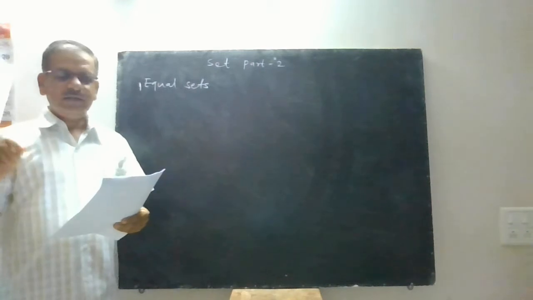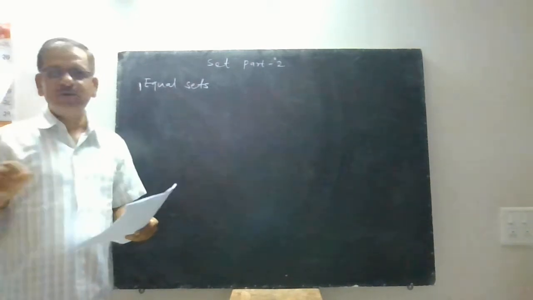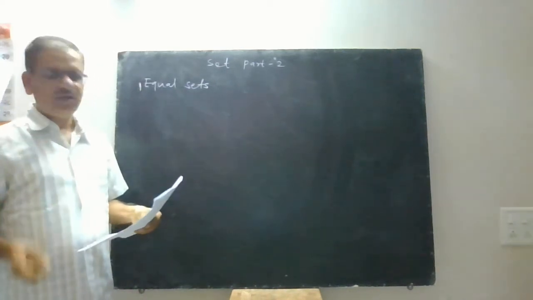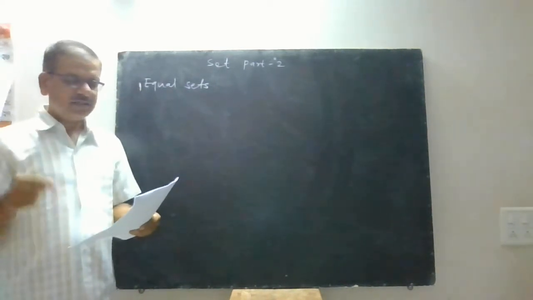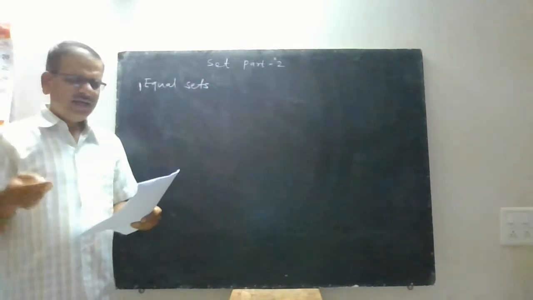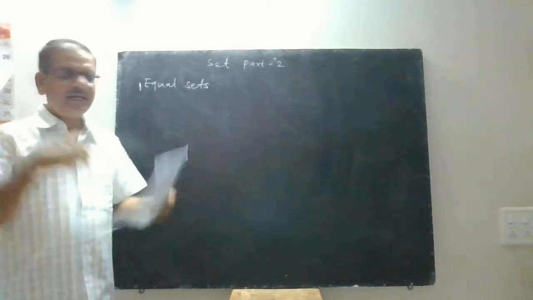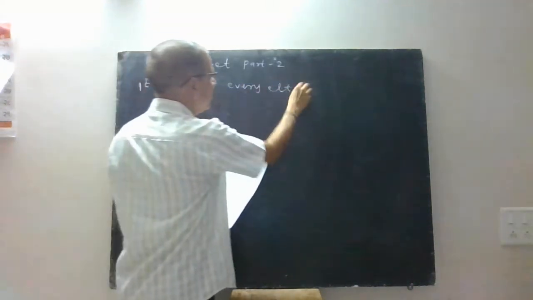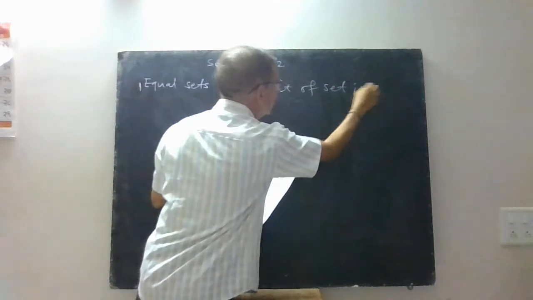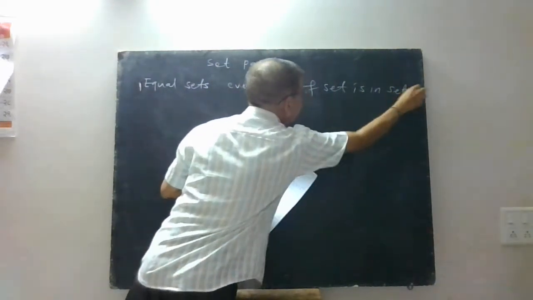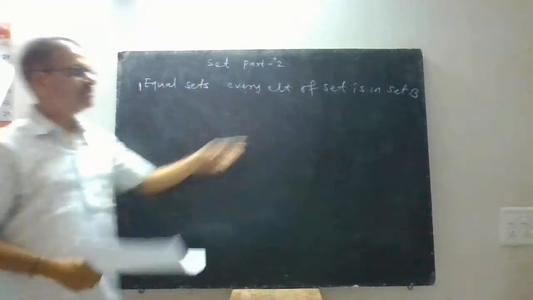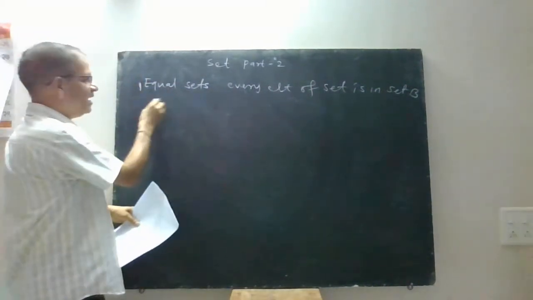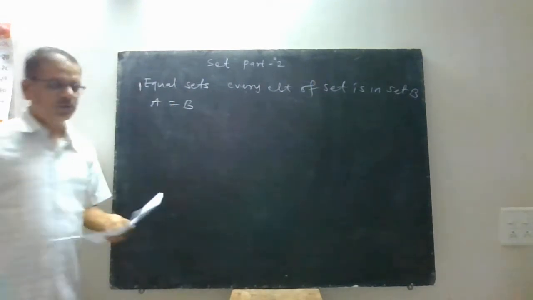Set A and B are said to be equal if every element of set A is in set B and every element of B is in set A. So every element of set A is in set B and vice versa, every element of set B is in set A, then we say that two sets A and B are equal. We write A = B.